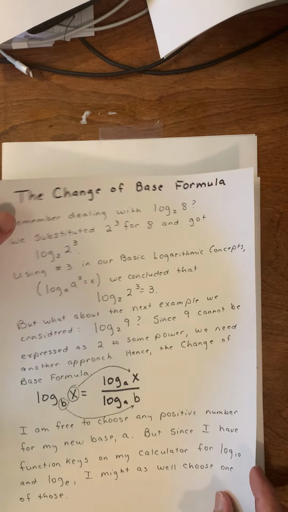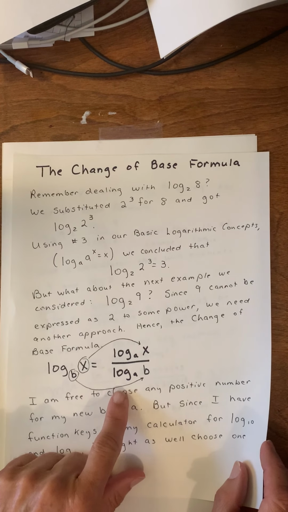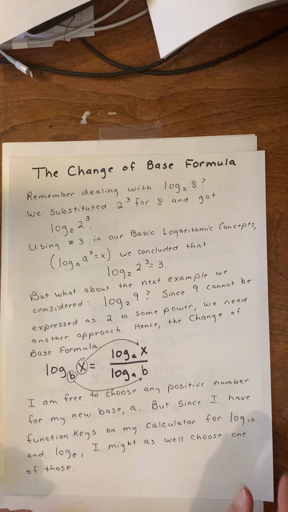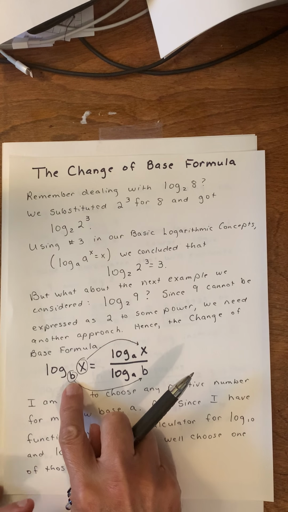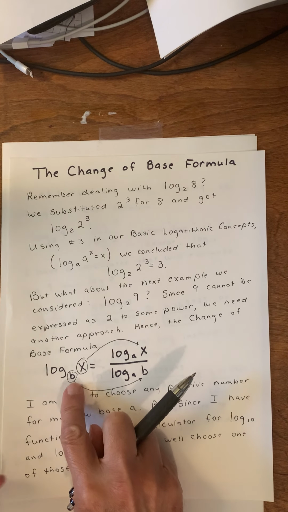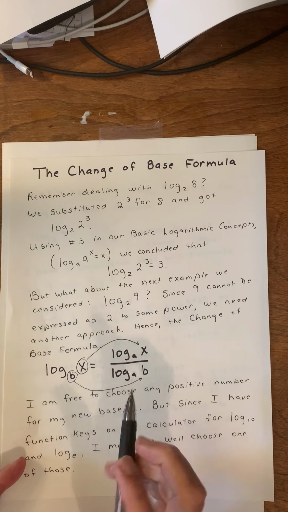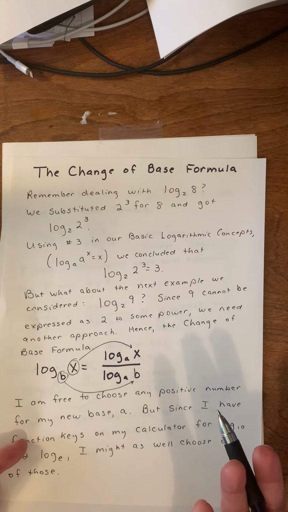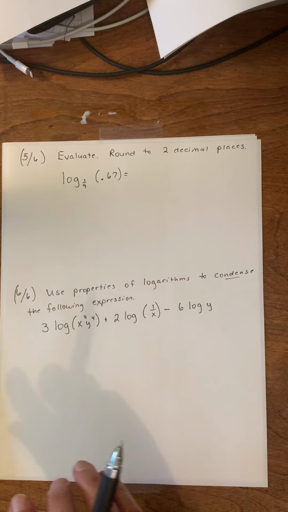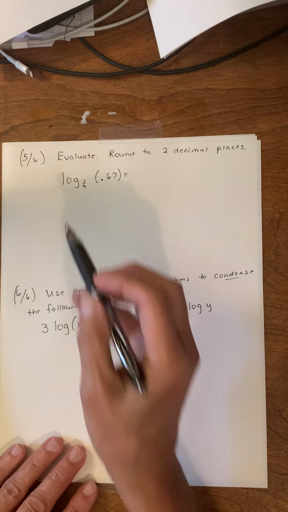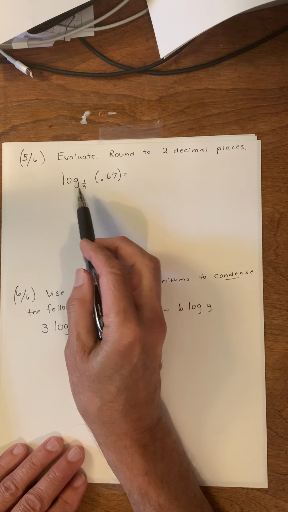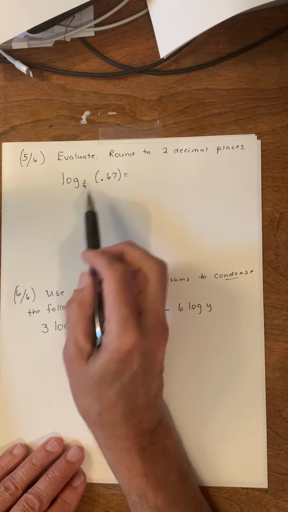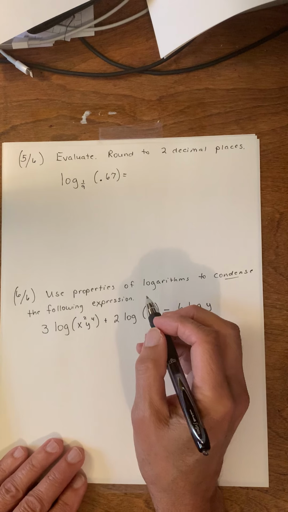So I now have a change of base formula. I have a change of base formula when my base is inconvenient, when I don't have a function key with which to evaluate it. So my problem was log base 1/9. I obviously don't have a 1/9 function key, so I'm going to be using my change of base formula. So here's problem 5. Evaluate this. Log base 1/9 of 0.67.